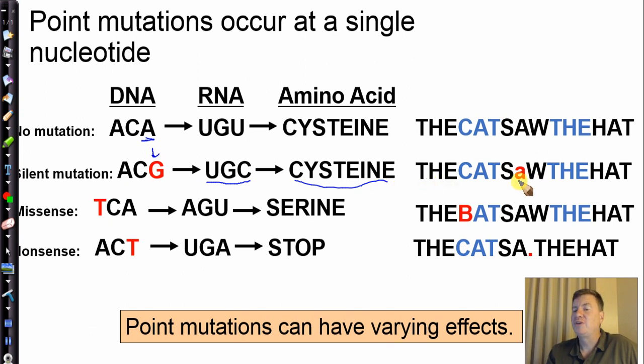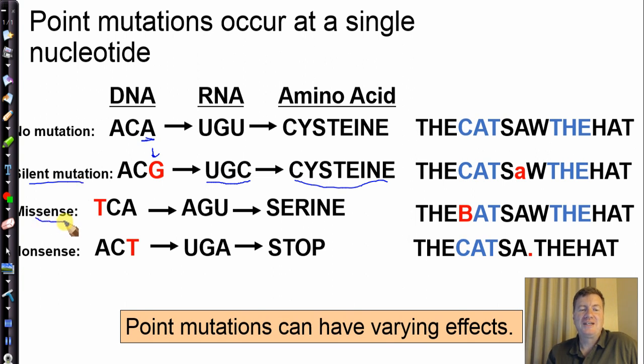If I had a mutation where I changed this to a lowercase a, just play along, the cat saw the hat. We didn't change the meaning at all with that particular mutation. So that's called a silent mutation. The DNA got changed, causing a change in the RNA, but didn't change the amino acid, so nothing happened as far as we can tell.